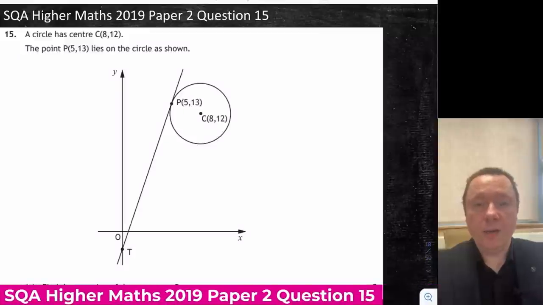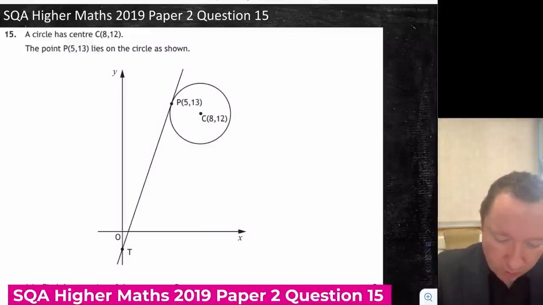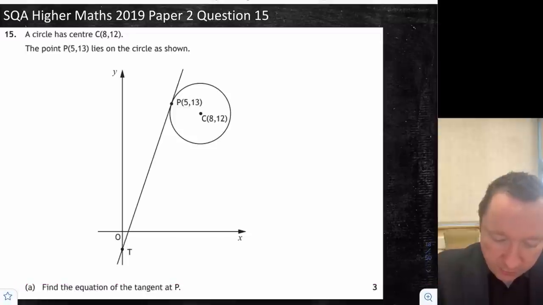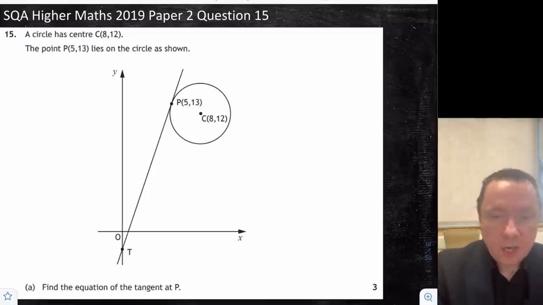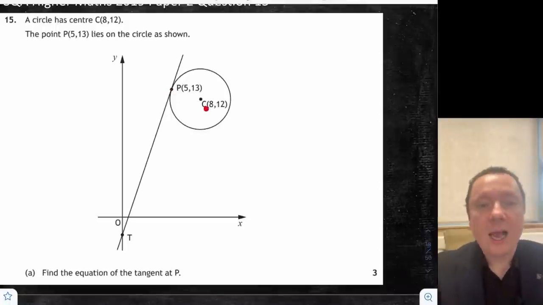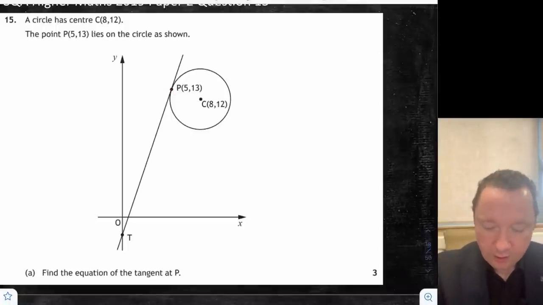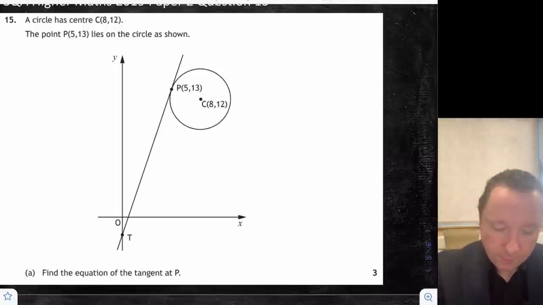SQA Higher Maths 2019, paper 2, question 15. A circle has centre (8, 12). P (5, 13) lies on the circle as shown on the outside. Find the equation of the tangent at P. Now, if we want to find the equation of the tangent, if it's about circles, a tangent meets a radius at right angles. So we can find the gradient of the radius, and then m1 times m2 equals minus 1.